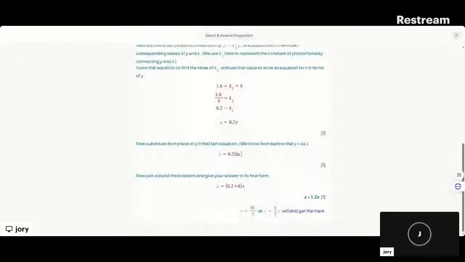Okay, 6x over 5 will also get the mark. That's good.